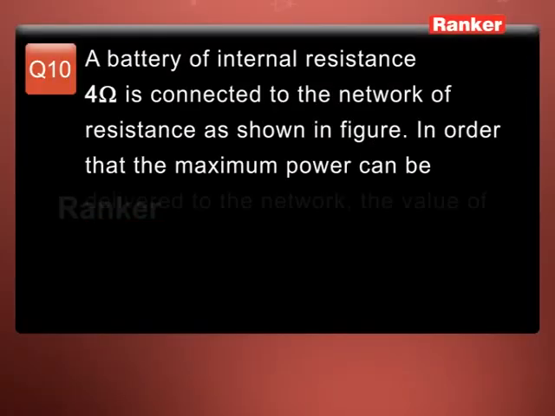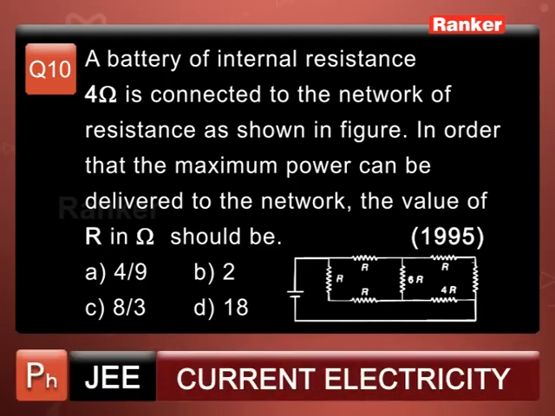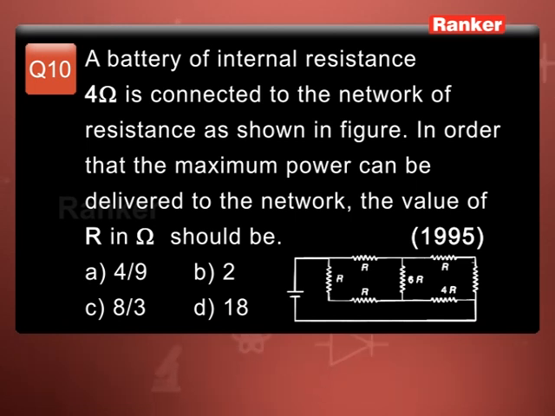Let us discuss the 10th problem, the very next number in order. Let me read the problem first. A battery of internal resistance is connected to the network of resistances as shown in the figure. In order that the maximum power can be delivered to the network, the value of R should be how much? That is the question. What is the circuit given, first of all? Then you can identify the corresponding options given.